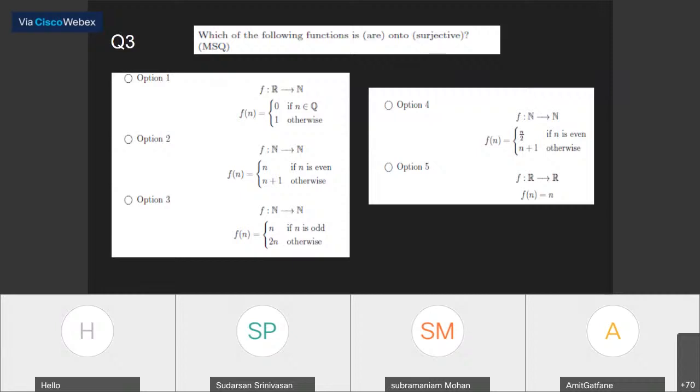Both f of 0 and f of 2 take the value 1. So what does it mean? Does it affect the surjectivity in any way? That's what I'm asking you. If you have two different values of n for which you get the same value of y, what does it mean? Can you think of this in a graph, with two different values of x but a single value of y?